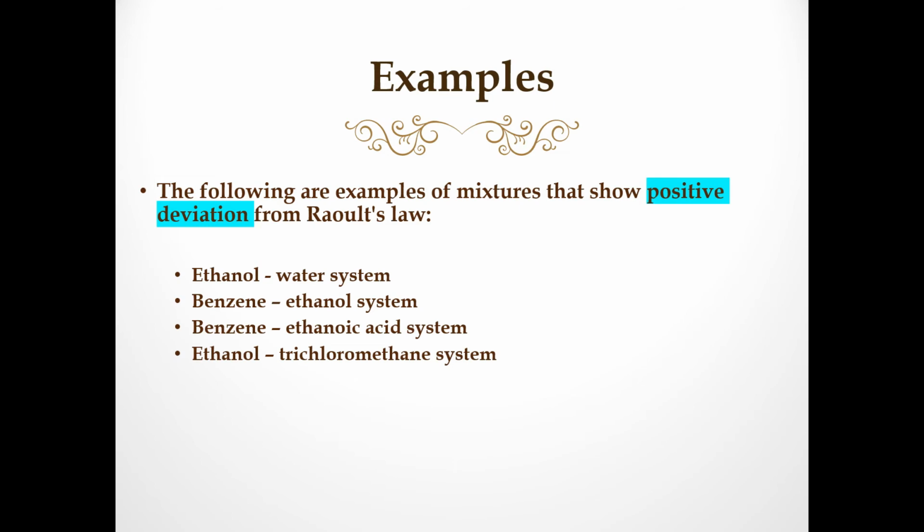Then the last one we have is the ethanol-trichloromethane system. Between these two liquids will form hydrogen bonds, but because of the chlorine atoms here, the hydrogen bond formed is weaker compared to the pure ethanol hydrogen bonds. With the oxygen atom, it will form stronger hydrogen bonds.